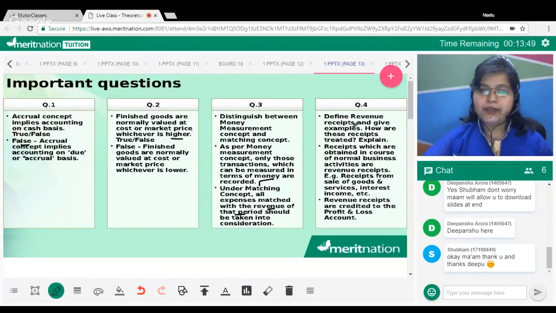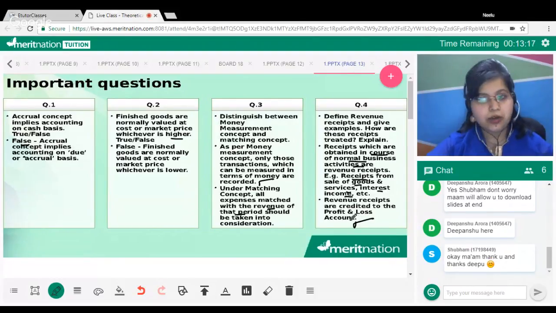Question 4. Define revenue receipts and give examples. How are these receipts treated? Now, these questions, guys, I have taken from the revision question papers that have been released by ICAI itself. So, that is why the questions are important. Revenue receipts are those receipts which are obtained in the normal course of business. For example, receipts from sale of goods and services, interest income, etc. Revenue receipts are credited to the profit and loss account because they are your normal incomes.